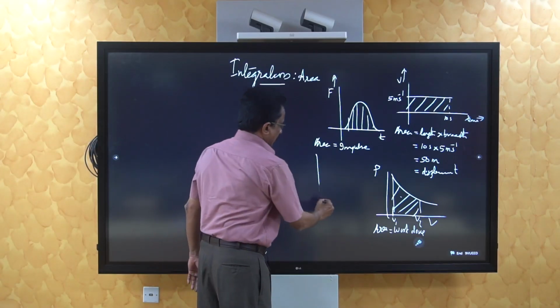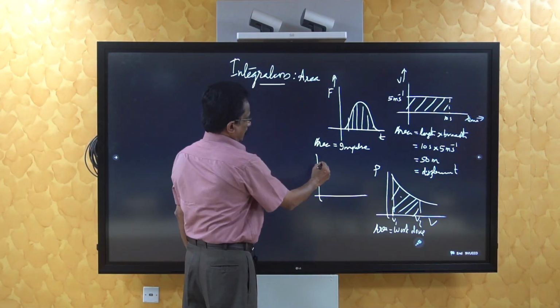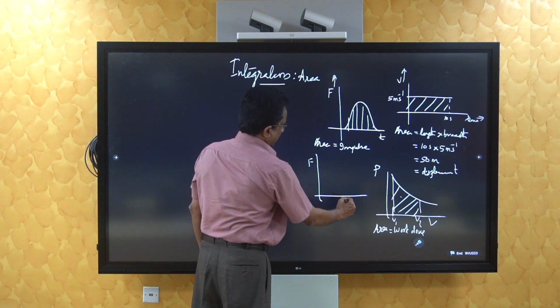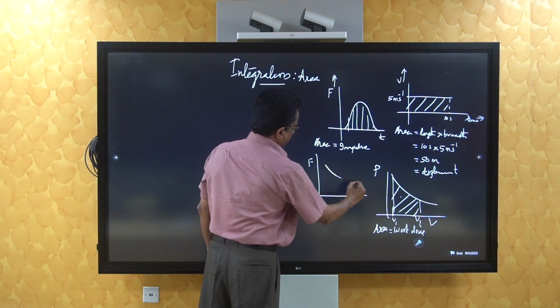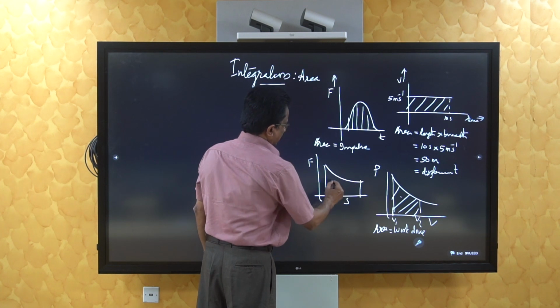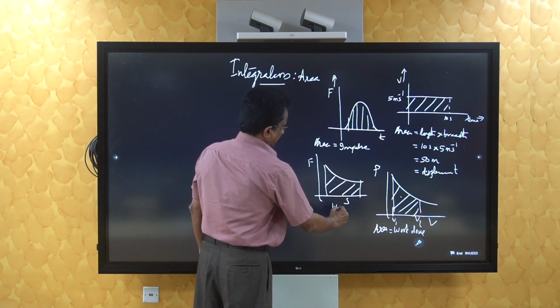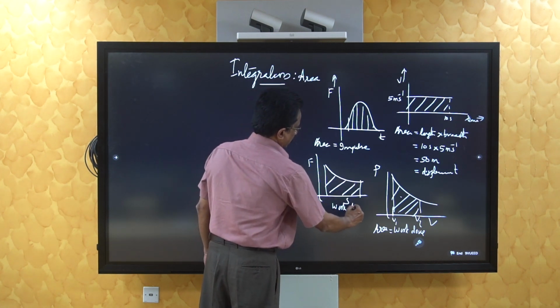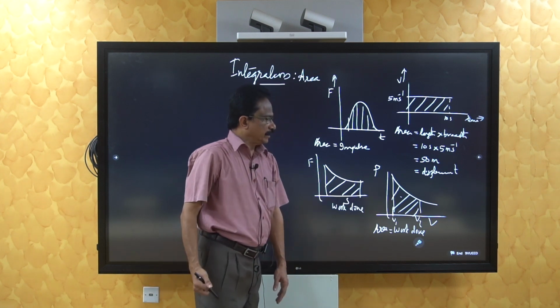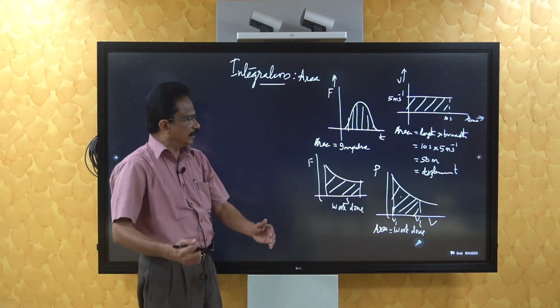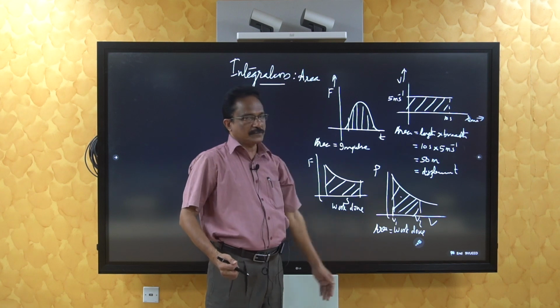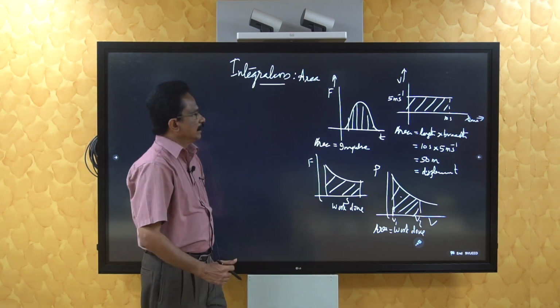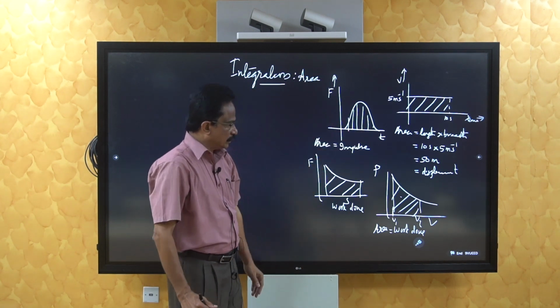Now say this is force, again displacement, and if you find the area of this force-displacement graph, again we get this area as work done. So in a lot of situations we encounter this type of graph, and we find the area under the curve. In simple cases, it's easy to find the area.